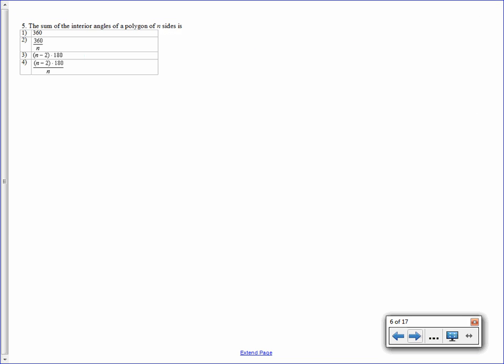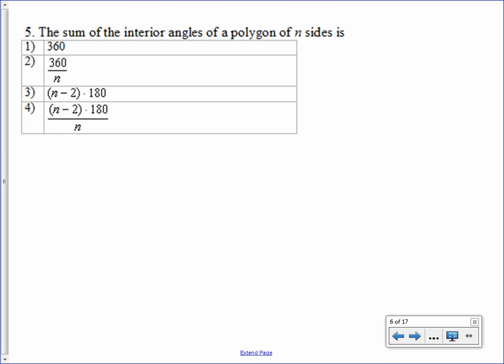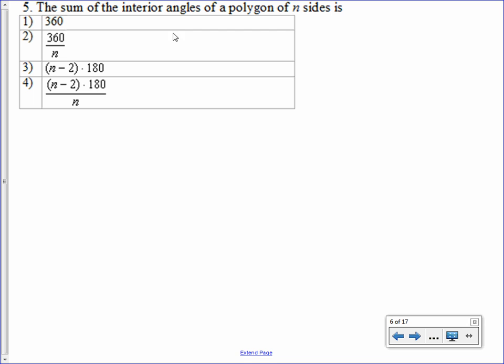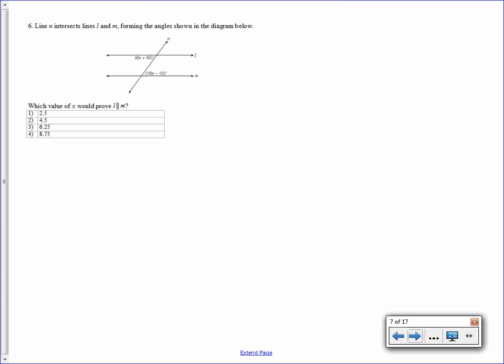The sum of the interior angles. Well, we have our sum. Exterior is 360. Interior is 180 n minus 2. Is it asking for just one? No. It's asking for the sum, so it's 180 n minus 2.